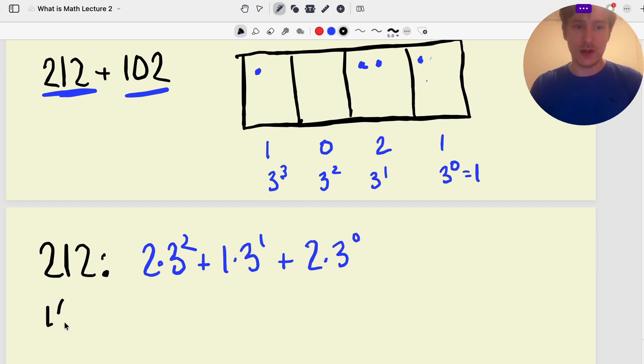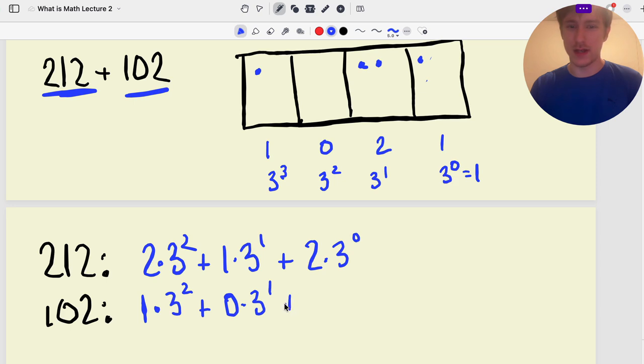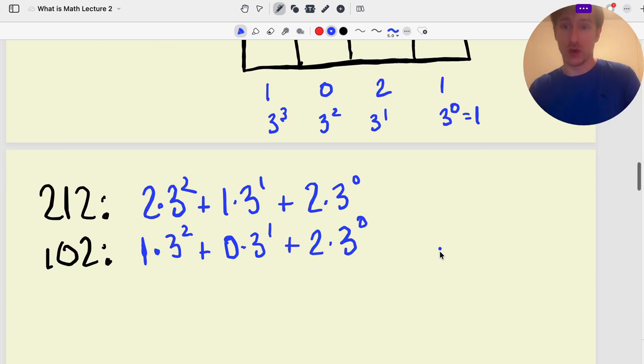Likewise, I have 102, and I can represent that in much the same way. I have 1 copy of 3 to the second. I have 0 copies of 3 to the first. I'm still going to write it like that, though. You'll see why in a second. And I'll have 2 copies of 3 to the 0. Now, what happens when I want to add 212 and 102?